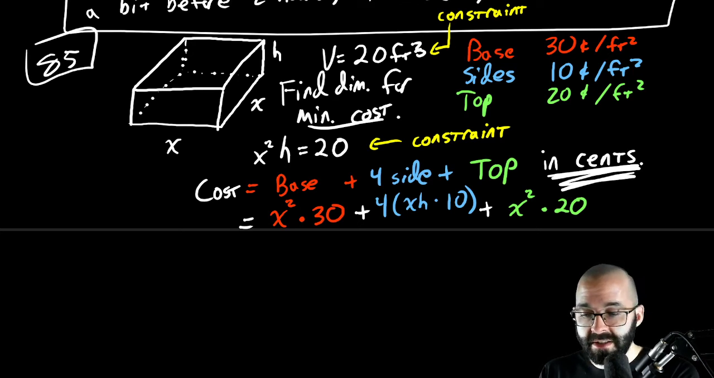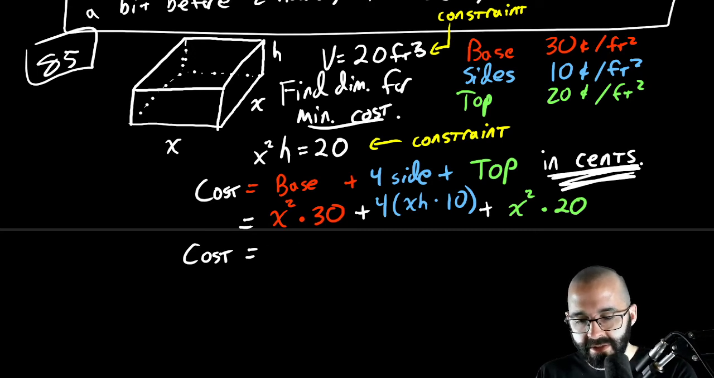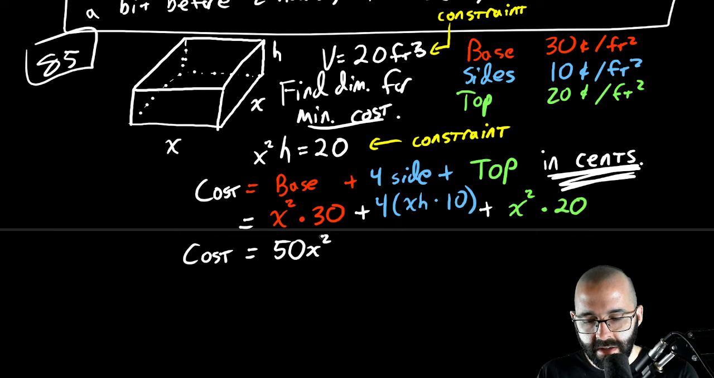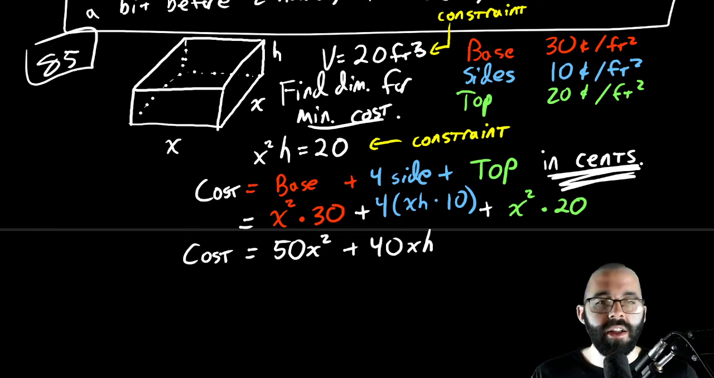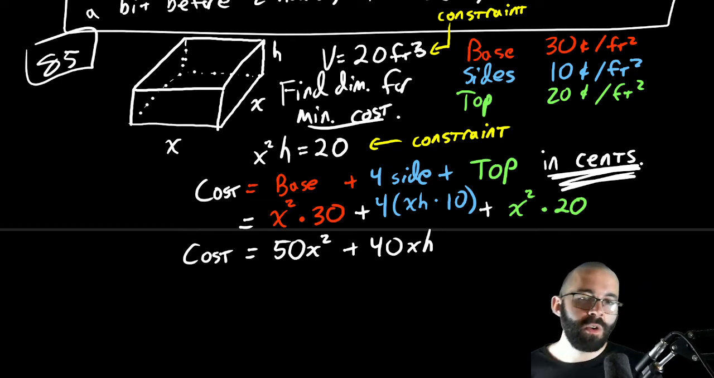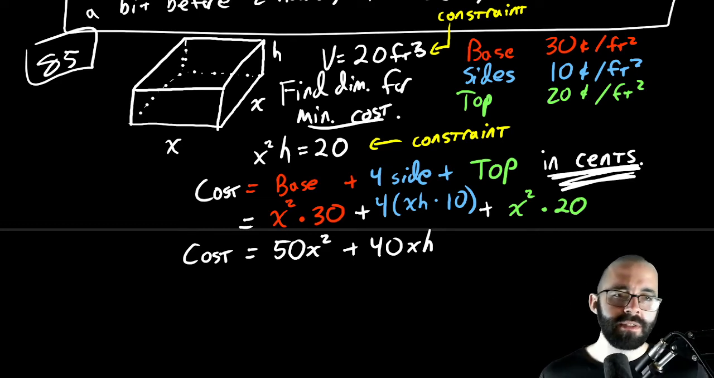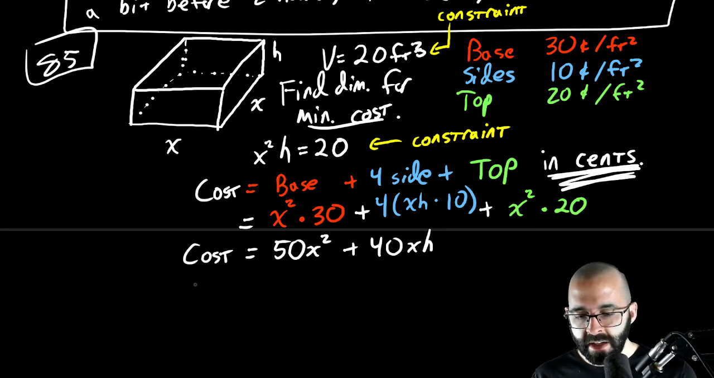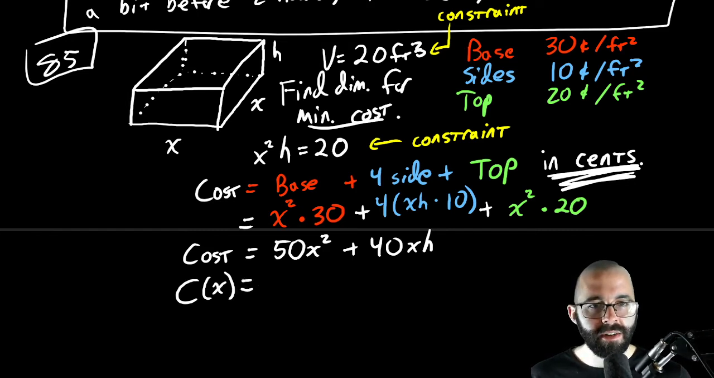Let's simplify this cost function. So the cost is 30x squared. Well, let's get two birds with one stone: 30x squared plus 20x squared, that's 50x squared, plus 40xh. The problem is, just like in 5.1, this function has two variables. This is a function with a variable x and a variable h. It'd be really nice if we could write this cost function with only a single variable.